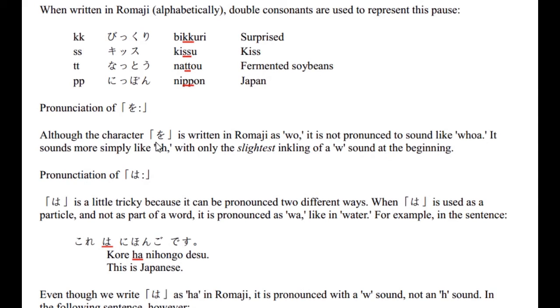Next, we have the pronunciation of the wo character. So when we write wo in Romaji, we use a W-O, okay? But we don't want to pronounce it like we're saying, whoa. It sounds more like O with a slight inkling of a W sound at the beginning. So for example, we could say, watashi wa sushi wo tabetai desu. Watashi wa sushi wo tabetai desu. I want to eat sushi. So remember, we don't say whoa, we say wo.